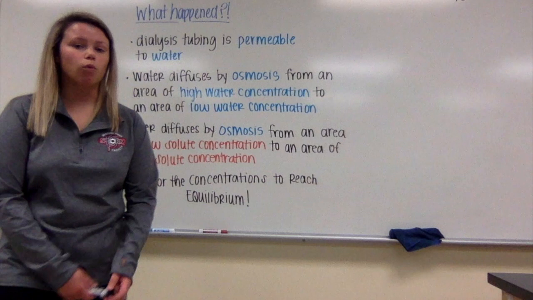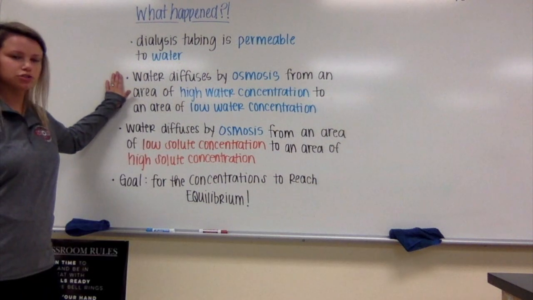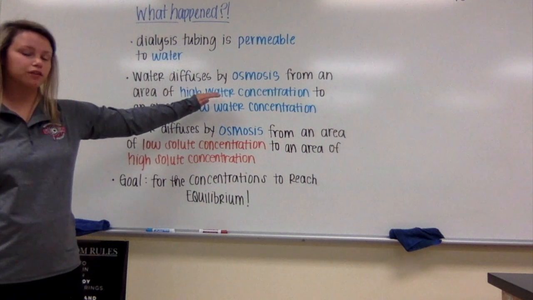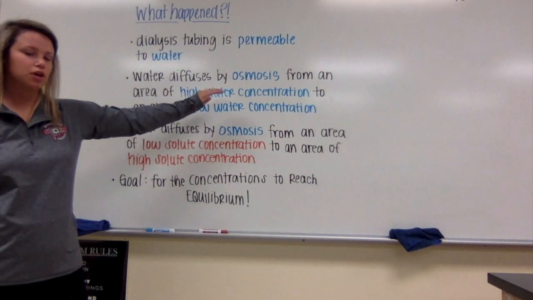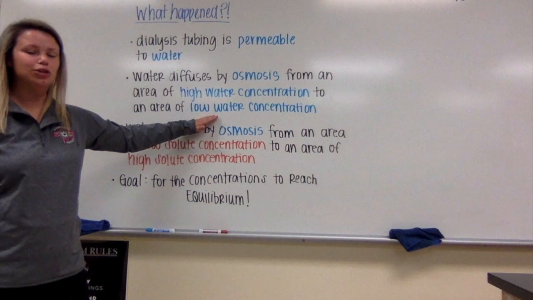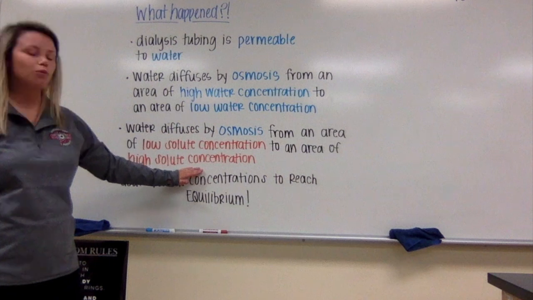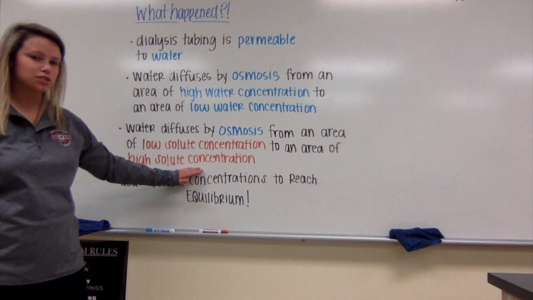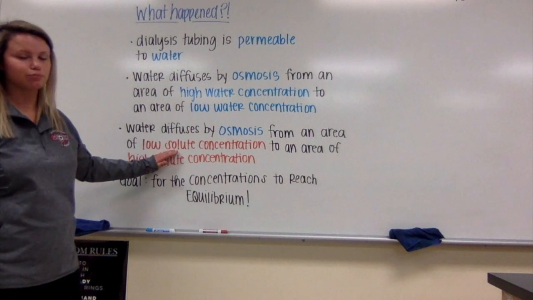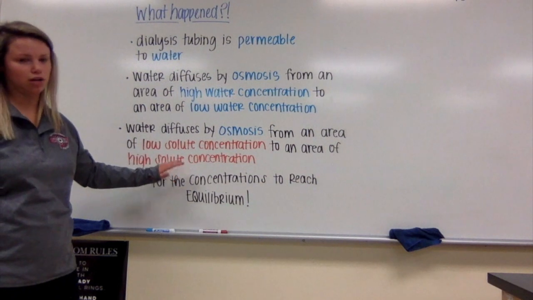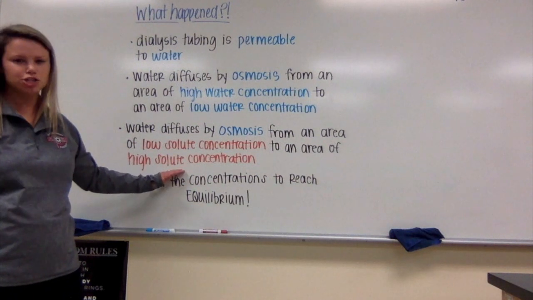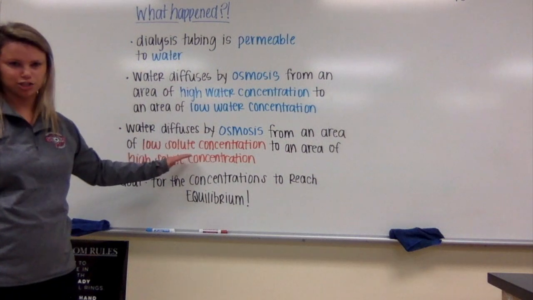Remember, water is always going to diffuse by osmosis from an area of high water concentration, where there's more water, to an area of low water concentration, where there's less water. Or you can think about it in terms of solutes. Water is going to diffuse by osmosis from an area of lower solute concentration to an area of higher solute concentration, because it's ultimately trying to water down that higher solute concentration to even out the concentrations so that we can reach equilibrium.